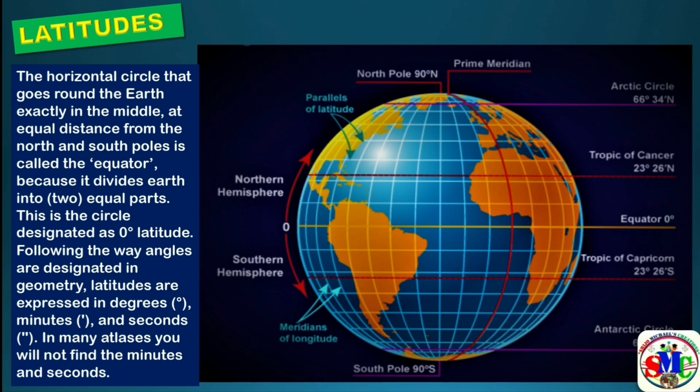Here, observe this map now. The 0-degree latitude is known as the equator, and the 23.5-degree latitude on the north side is known as the Tropic of Cancer, and 23.5 degrees south latitude is called the Tropic of Capricorn, like that. There are 90 latitudes from the equator to the North Pole, and from the equator to the South Pole also there are 90 latitudes.